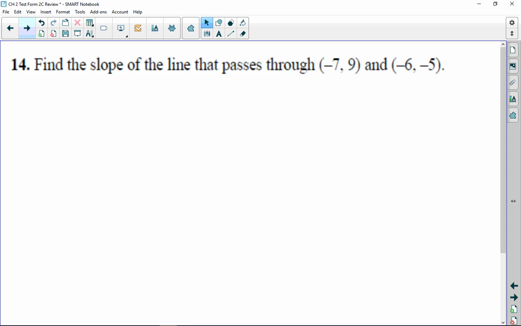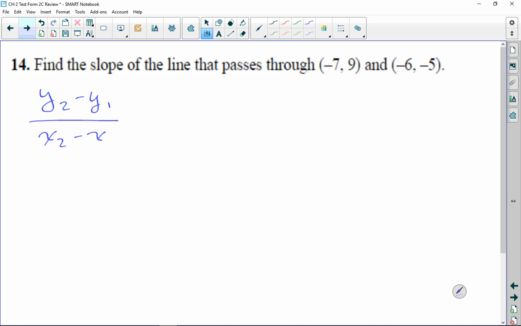Find the slope of the line that passes through these 2 points. What formula would I use? No, that's slope-intercept. I'm just looking for the slope. Write this down: y of 2 minus y of 1 over x of 2 minus x of 1.